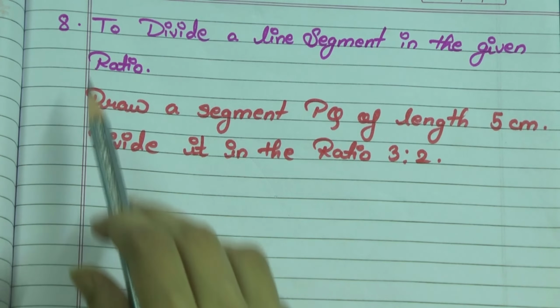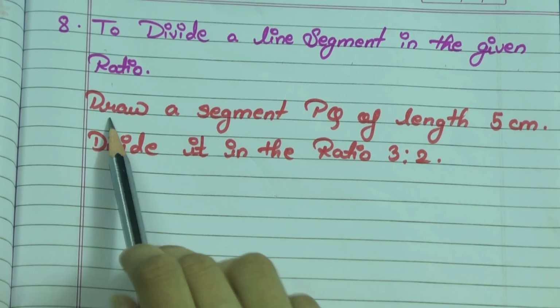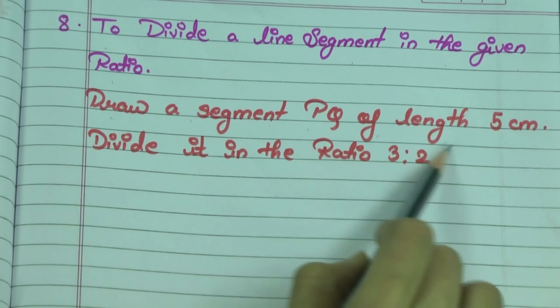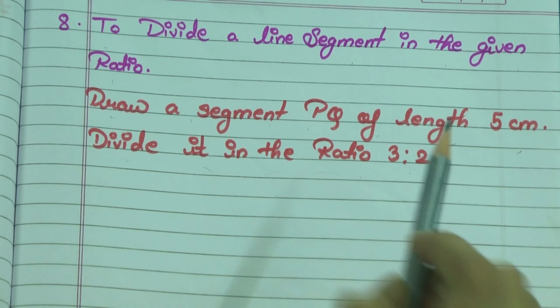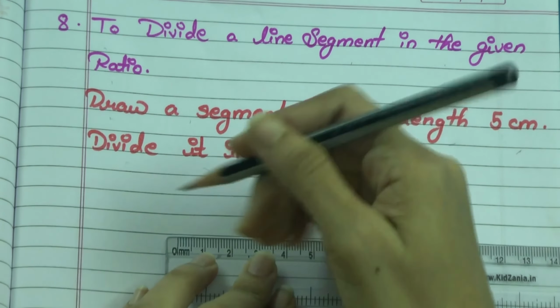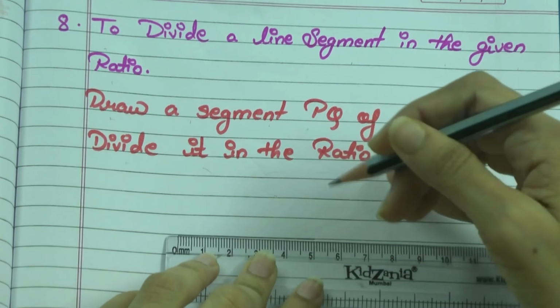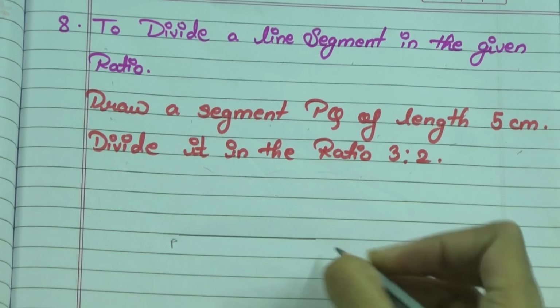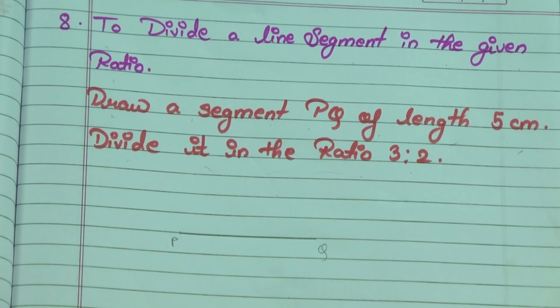Children, we have to divide now a line segment in the given ratio. Question is, draw a line segment PQ of length 5 centimeter and divide it in the ratio 3:2. So we have to take a segment of 5 centimeter and mark the points P and Q. Now this line should be divided into 3:2 parts. 3 plus 2 is equal to 5.